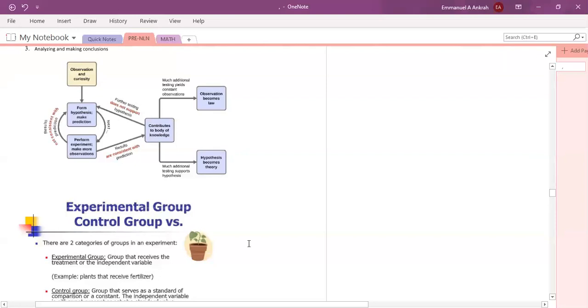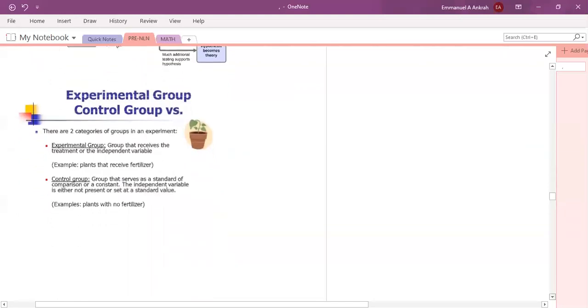Then when you perform an experiment, there are 2 things that I want you to think about. You have what you call the experimental group and a control group. So control versus the experimental group. The experimental group will be the group that receives the treatment or the independent variable, what you're testing for. And then the control group will serve as the standard of comparison or the constant. So the independent variable is either not present or set at a standard value, right?